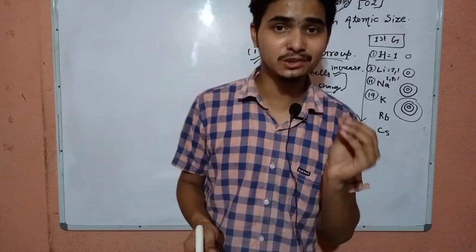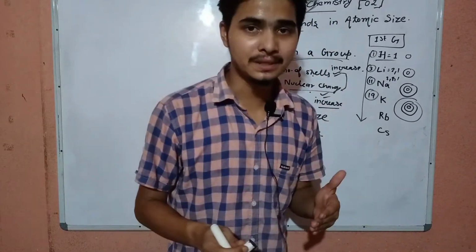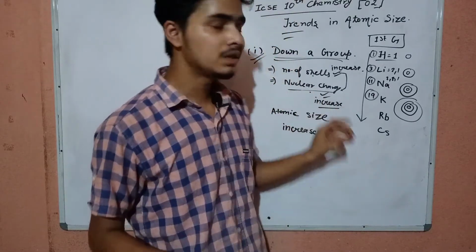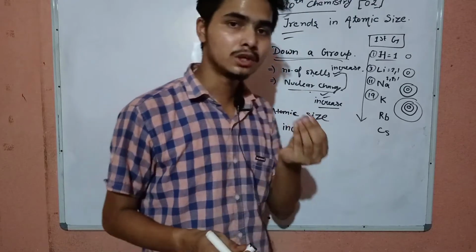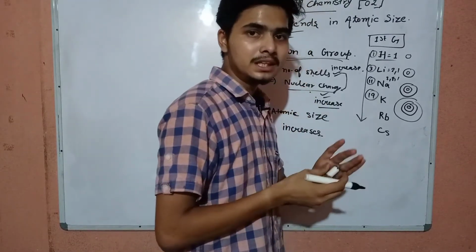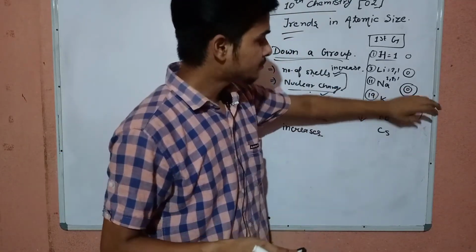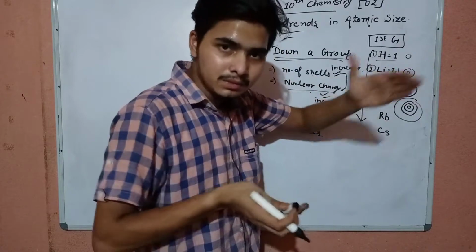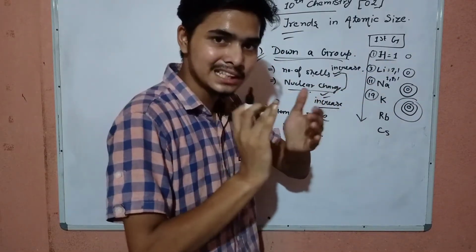This is what the answer you need to write also. Number of shells is increasing so rapidly that the nuclear charge effect is not seen. Why? Because nuclear charge is a positive charge, so it will try to pull the electrons towards itself, thus decreasing the size of the atom.